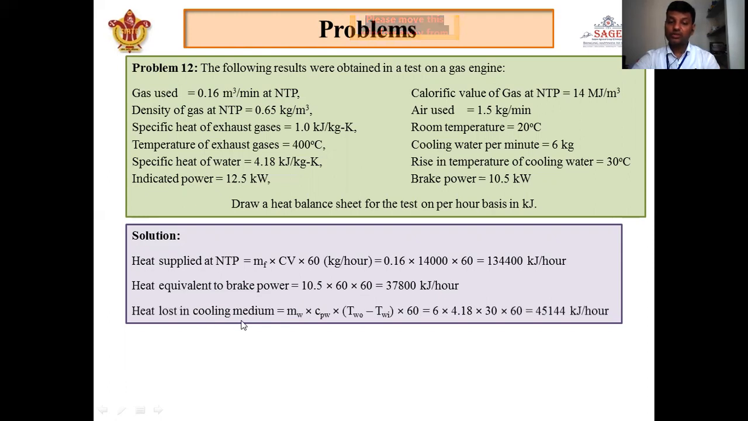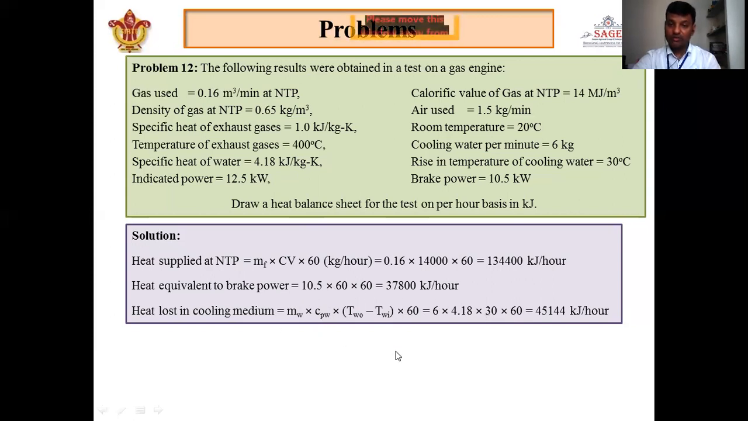Next is heat lost in cooling medium. It is given that the water has a specific heat of 4.18 and the rise in temperature of water is 30 degrees centigrade. So the amount of heat lost in the cooling medium can easily be calculated as m Cp delta T. Again, m is taken as 6 kg per minute, since cooling water per minute is given. Cp is given as 4.18. Rise in temperature, T water out minus T water in, is given as 30 degrees. So this will come in kilojoule per minute.